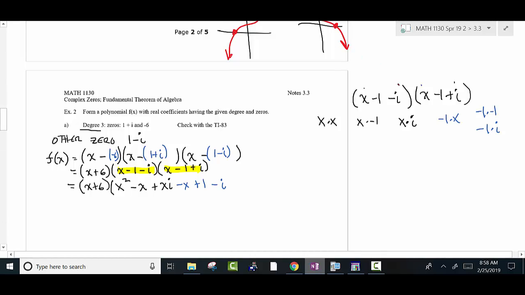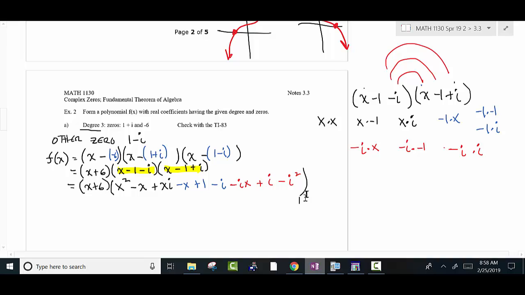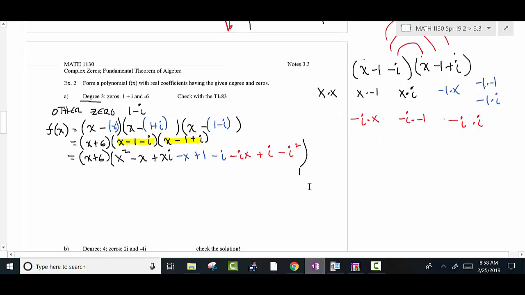If I do this, I've got negative i times x, which is negative ix. Then I've got negative i times negative 1, which is plus i. And then I have negative i times i, which is negative i squared. That's 9 multiplications, and it can get a little messy, and you have to watch signs and everything. So I'm going to see if anything cancels out. I suspect some things are going to cancel out if I did everything right. Let's see what happens.